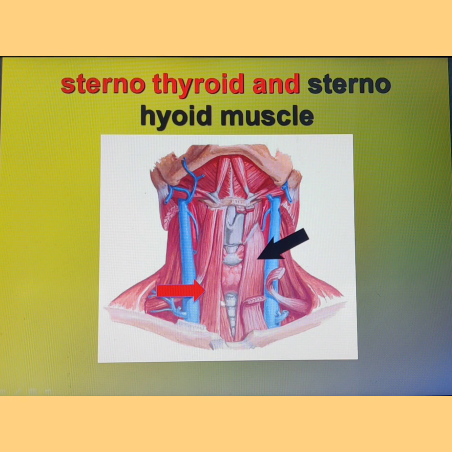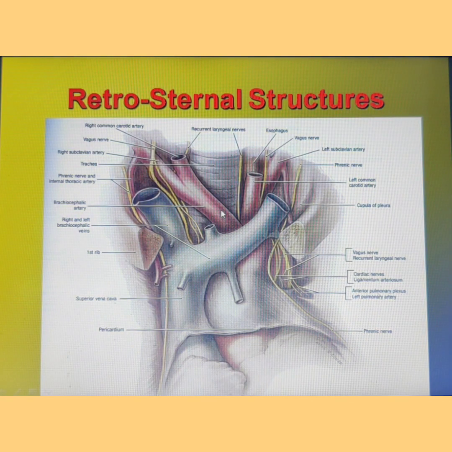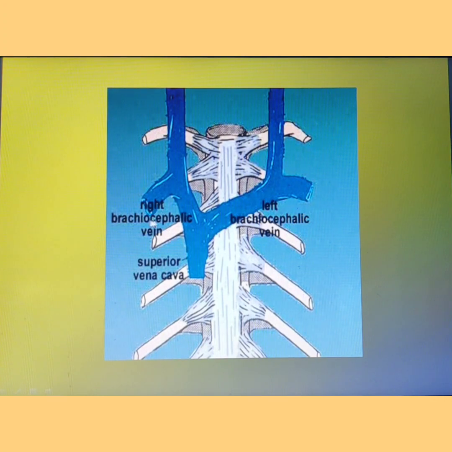So we can see here the origins of the sternohyoid and sternothyroid muscles. The name itself tells you, sterno means they are arising from the posterior surface of the manubrium sterni. So these are the structures in the retrosternal part of the superior mediastinum. Right and left brachiocephalic veins.